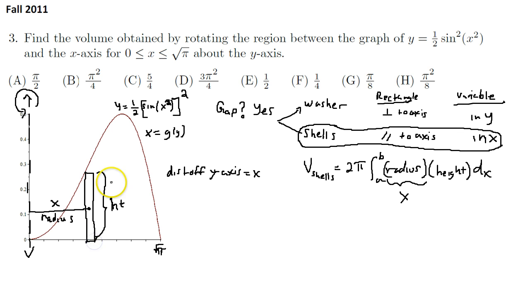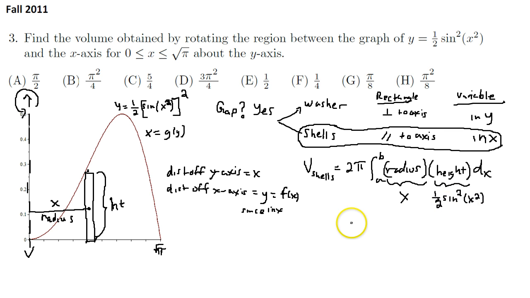The height of the rectangle is the distance up to the function. That's actually the distance off the x-axis. Now that's supposed to be y, but since we're in x, we have to say f of x. So the height is the function f of x, which is 1/2 sine squared of x squared. From a to b, what's the a, what's the b? This rectangle is going to move from x equals 0 to x equals root pi. It's going to move in this direction.